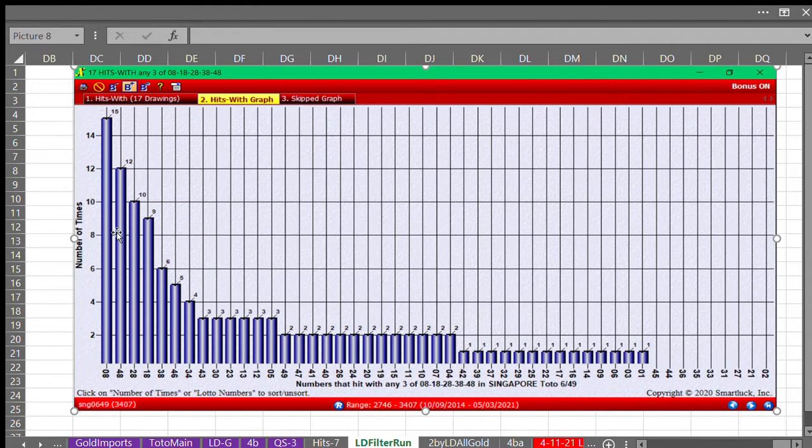So when you have 3 hits, 17 hits with any 3 of 8, 18, 28, 38, 48, the best number, well, actually, the first 5 numbers are always the best because those are the ones that come out. The best number here is the 46, 5 times, and then 34. So you make your decisions based on that.